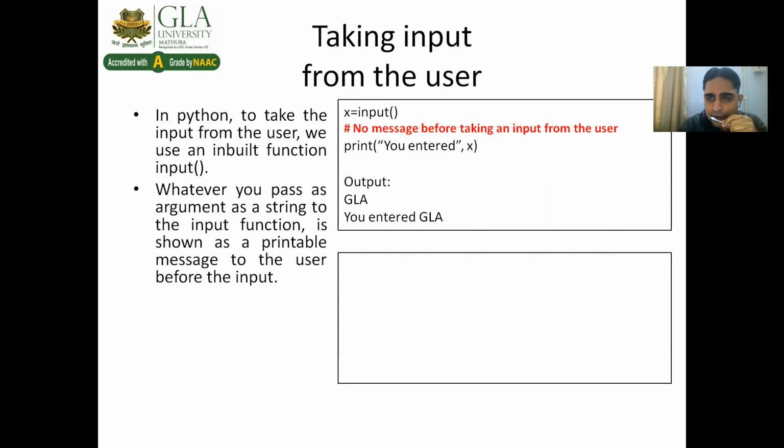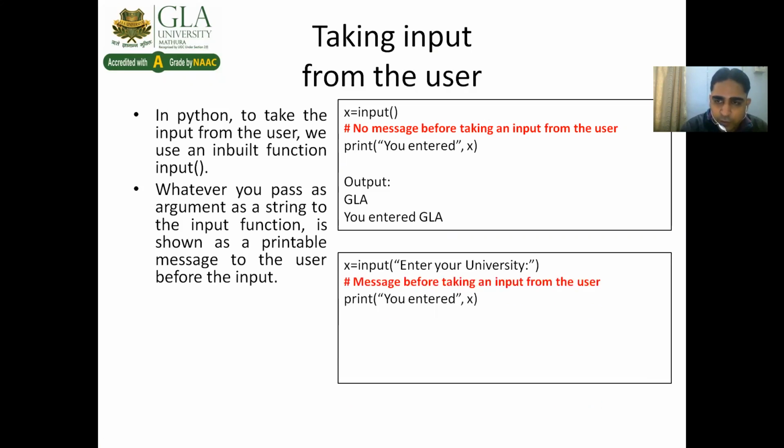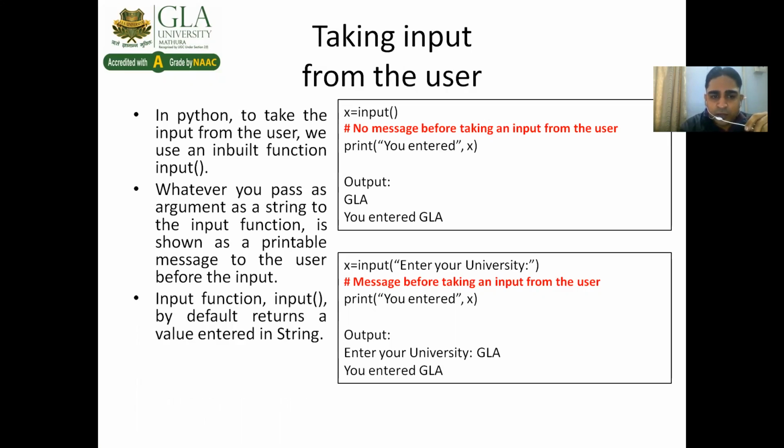And if you pass some string as an argument, then that particular message will be prompted before taking the input from the user. So if I write x equal to input and within inverted commas I write enter your university, this is a message that will be prompted before taking the input. Then I write print you entered comma x. The output would be similar to the previous case, the difference being that it would write enter your university before taking the input. Let us say the user has entered GLA, so it will print you entered GLA. This input function by default returns the value entered as a string, as I have told you.